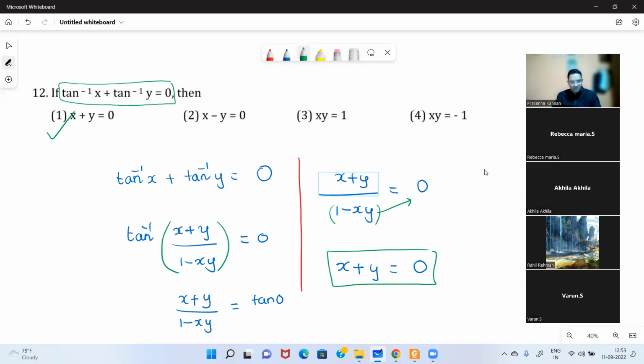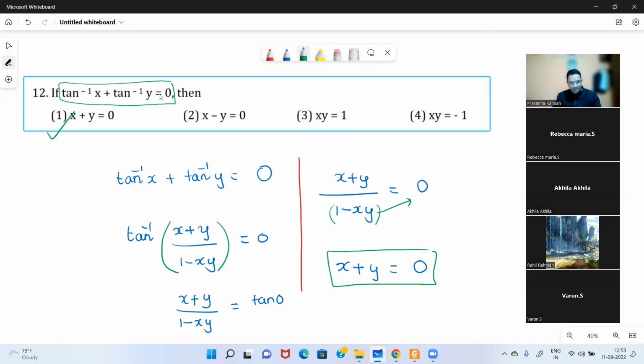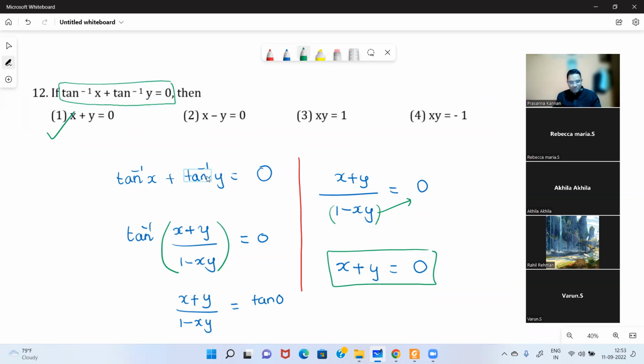Right. So let me explain this once more. Tan inverse x plus tan inverse y is 0. You apply the formula for tan inverse x plus tan inverse y. This is nothing but tan inverse of x plus y divided by 1 minus xy. We had even seen the derivation of this, right? So what is x plus y by 1 minus xy? That will be nothing but tan 0. Tan 0 is 0. So x plus y by 1 minus xy is 0. This denominator, you take it to the other side. So 0 into 1 minus xy will be 0 itself. So x plus y is equal to 0. Are you clear? Yes, sir. You can take it down. Any doubts? You can ask.